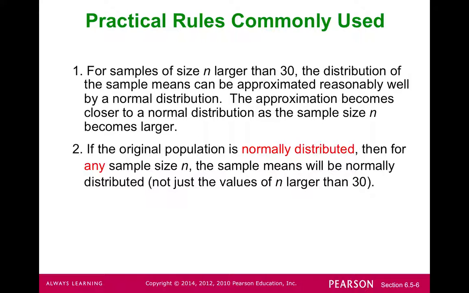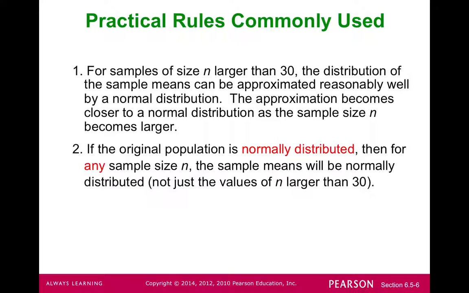And the approximation becomes even closer to a normal distribution as the sample size goes up. So not just 30, 40, 50, 100, 200. The larger your sample size, the closer and closer that is going to be to that normal distribution.